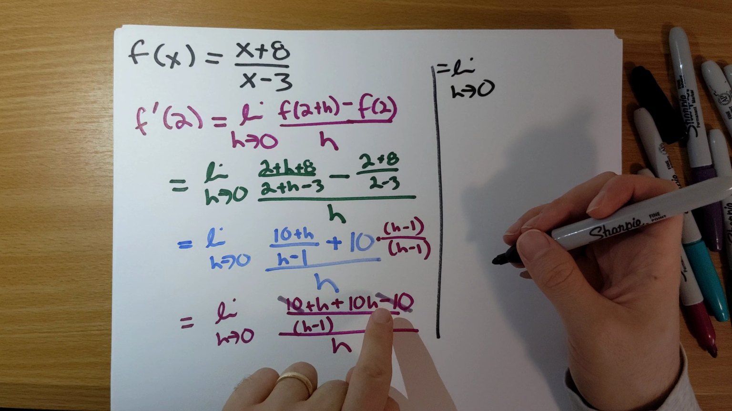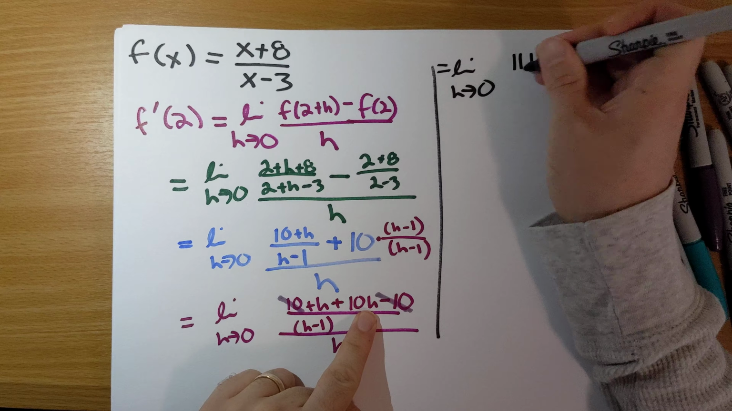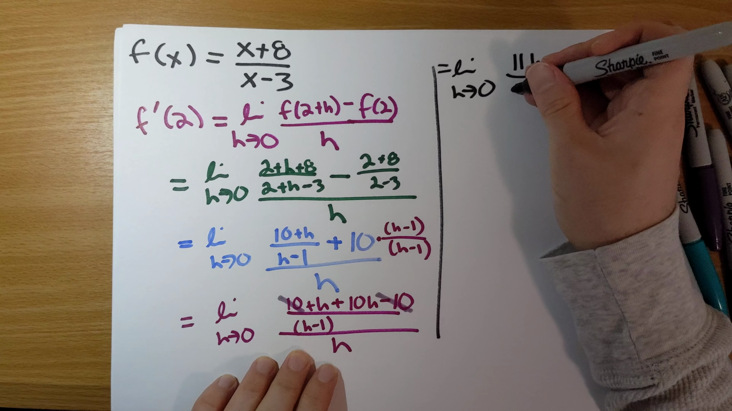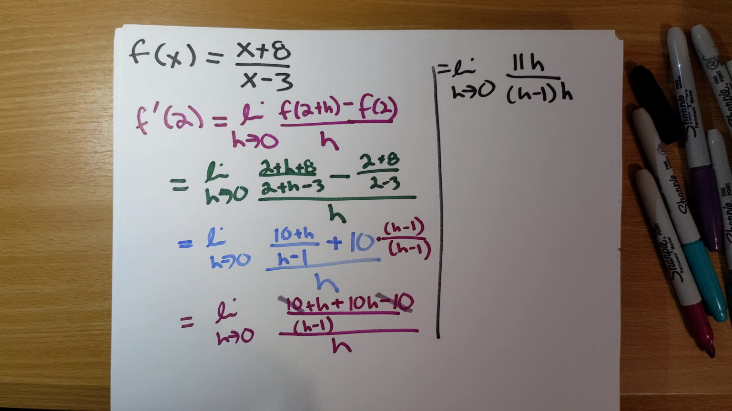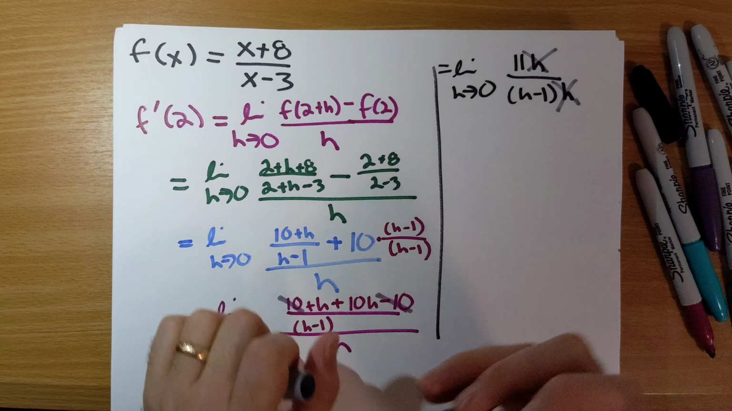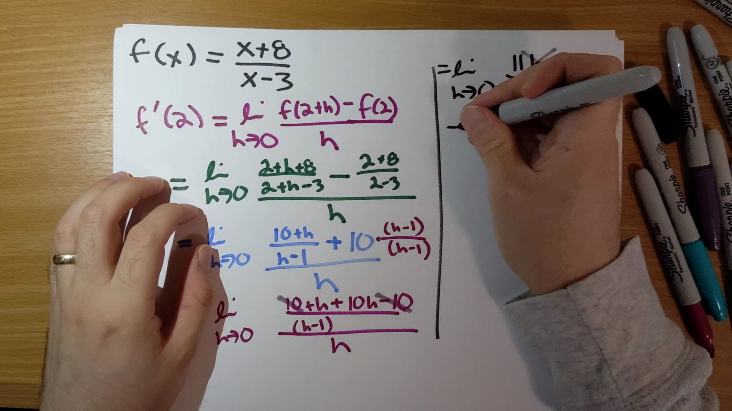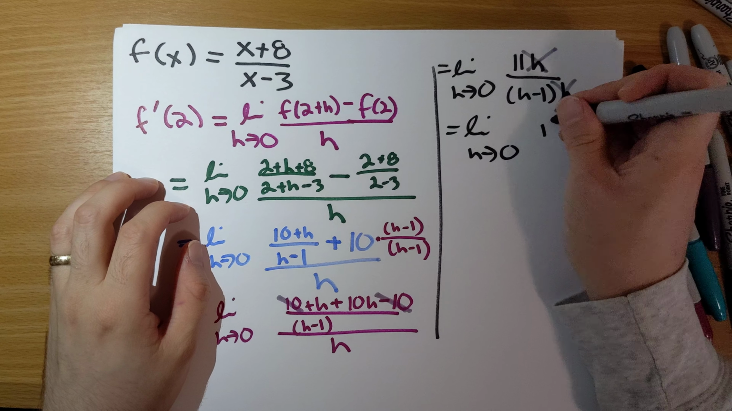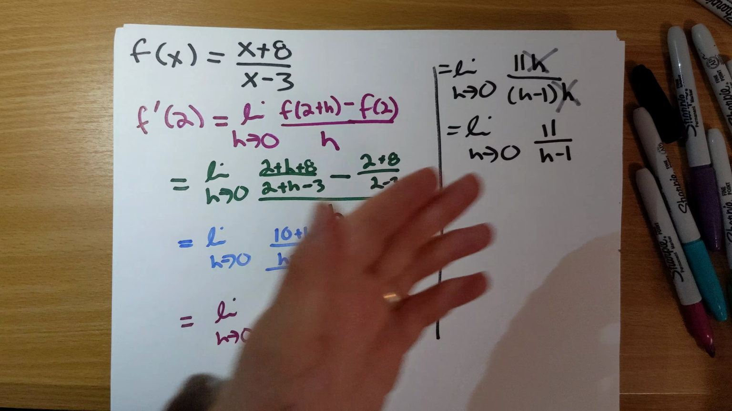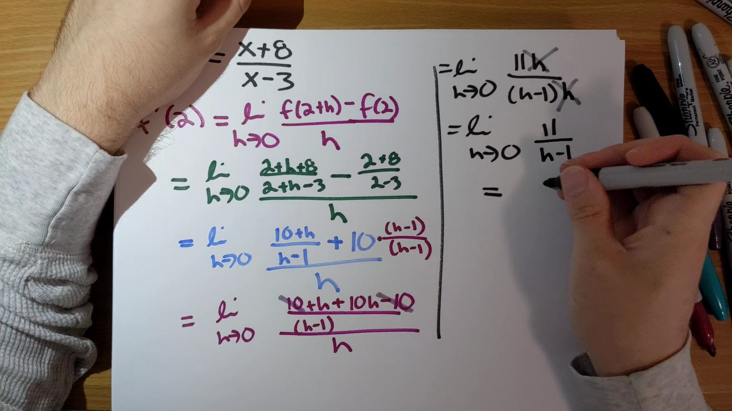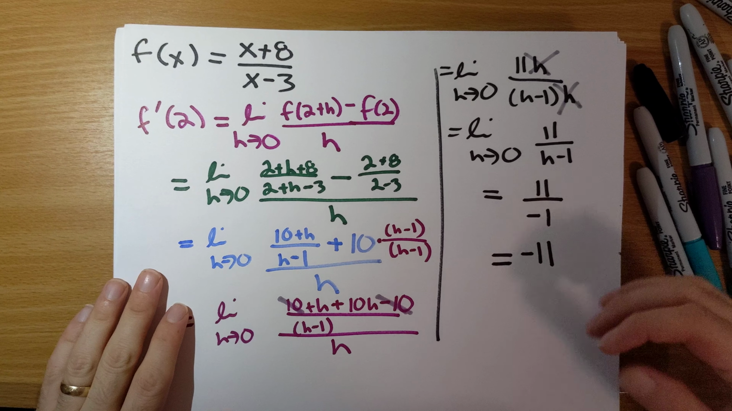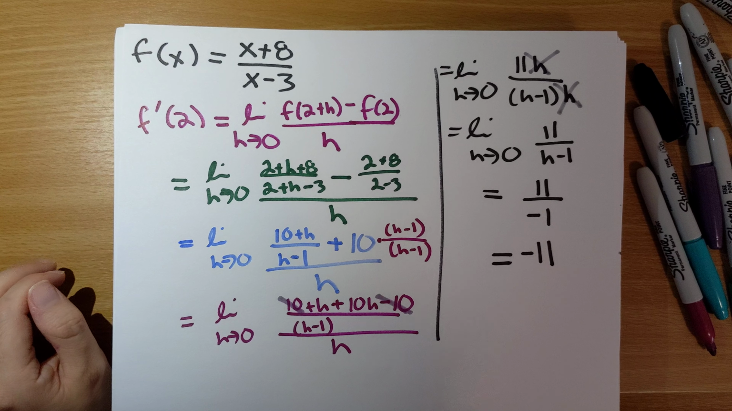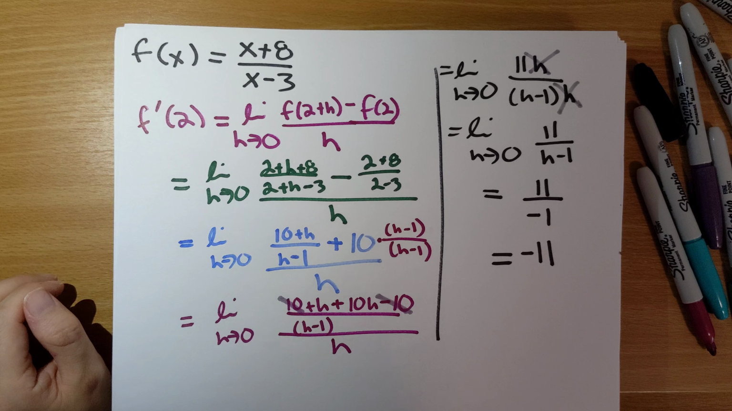So upstairs we have h plus 10h is 11h. Downstairs I'm going to move this to the same level. We have h minus 1 times h. And once again, those h's cancel. And we're just left with the limit as h goes to 0 of 11 over h minus 1. Now we can just substitute in h is equal to 0. 11 over negative 1 is negative 11. So this is what it looks like to carry out the limit definition of the derivative.